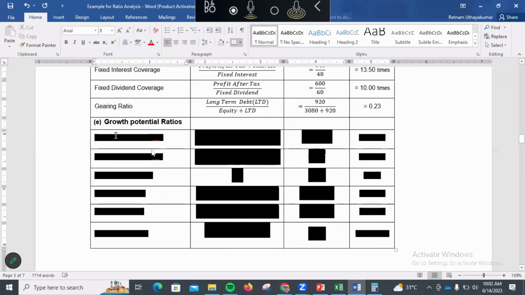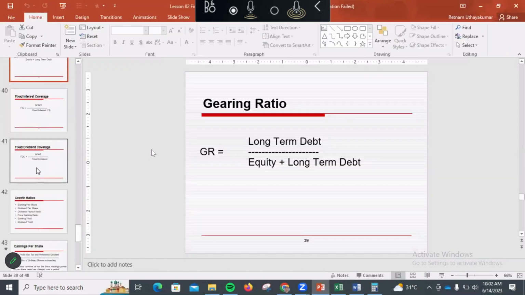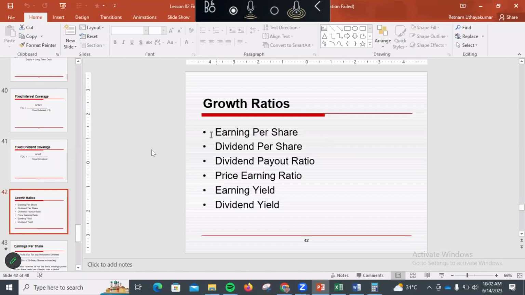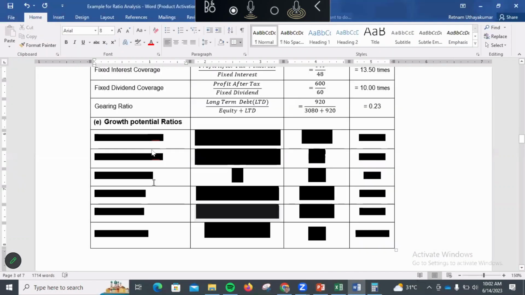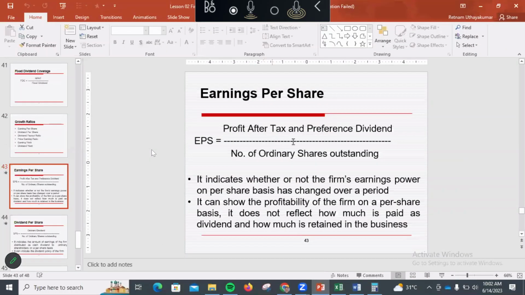Now you can move to the next group of ratios, called the growth potential ratios, to measure the growth. These are the growth ratios available in the literature: earnings per share, dividend payout, price earning, earning yield, and dividend yield. So you can set up this one, earnings per share. What is earnings per share? Profit after tax and preference dividend over the number of ordinary shares outstanding. Simple, very simple format.